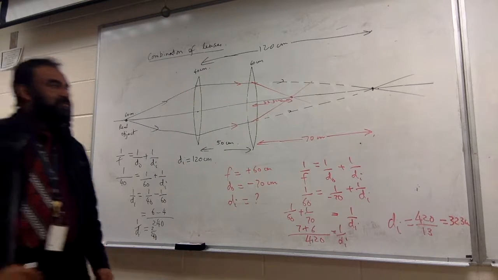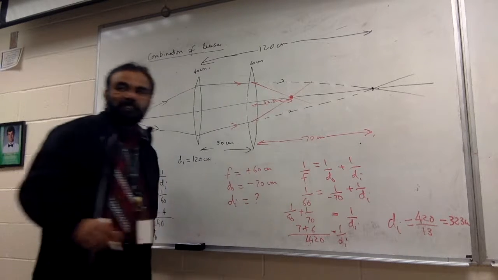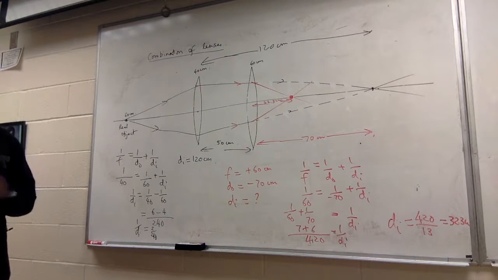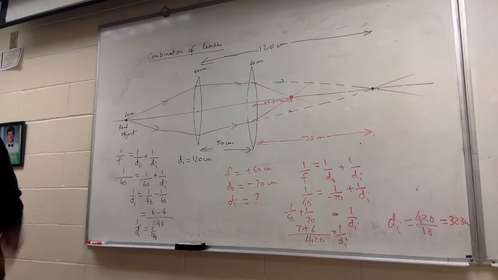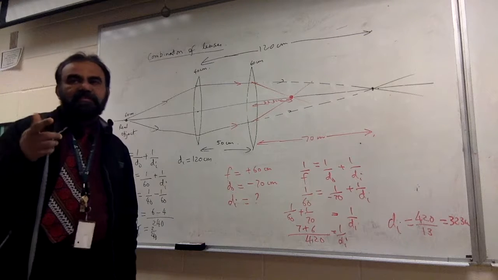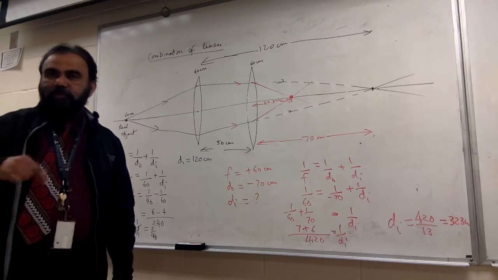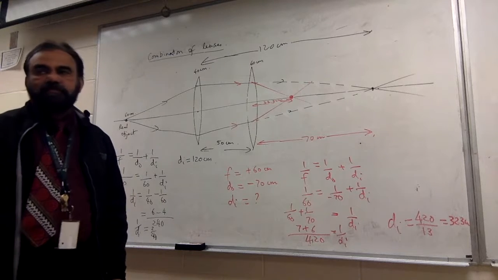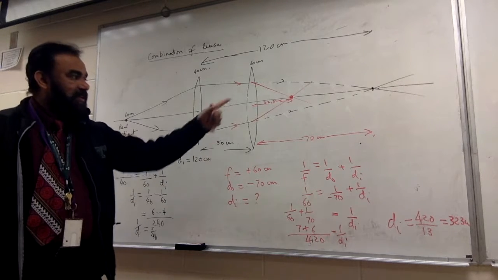So finally, where is the image formed? It's right there. Make sense? So this is what you do for a combination of lenses. You just have to do one, and then you do the next. And you'll be able to figure out exactly where the image is formed.